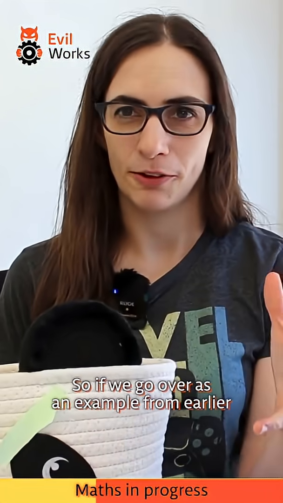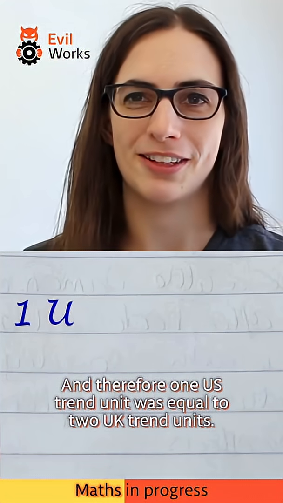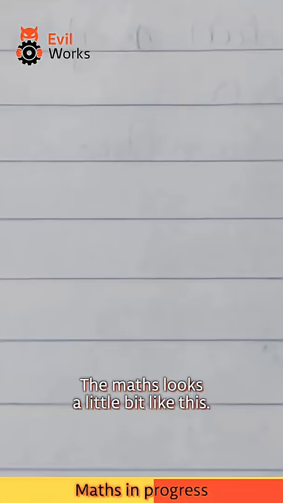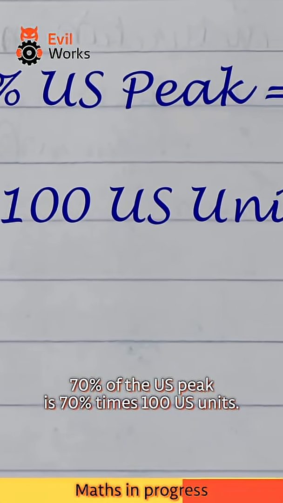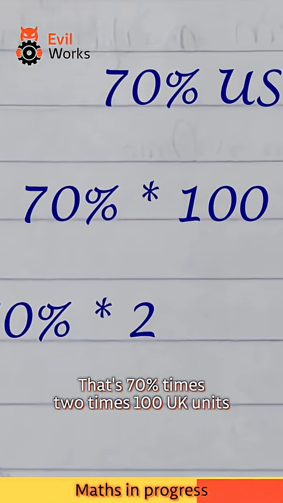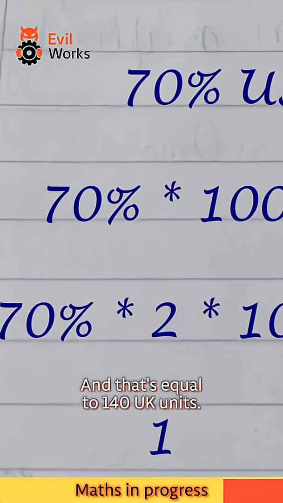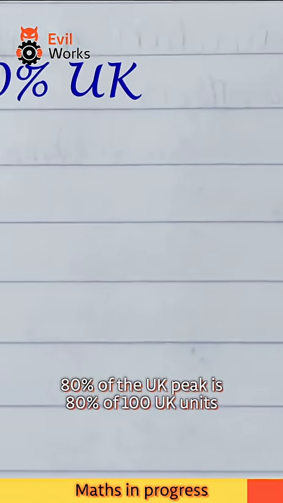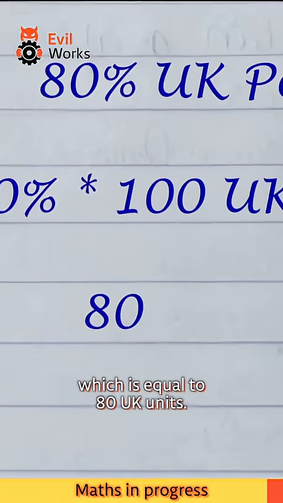So if we go over our example from earlier, where US peak was 100, UK peak was 50, and therefore one US trend unit was equal to 2 UK trend units, the maths looks a little bit like this. 70% of the US peak is 70% times 100 US units. That's 70% times 2 times 100 UK units, based on our scaling factor there, and that's equal to 140 UK units. And now looking at it from a UK perspective, 80% of the UK peak is 80% of 100 UK units, which is equal to 80 UK units.